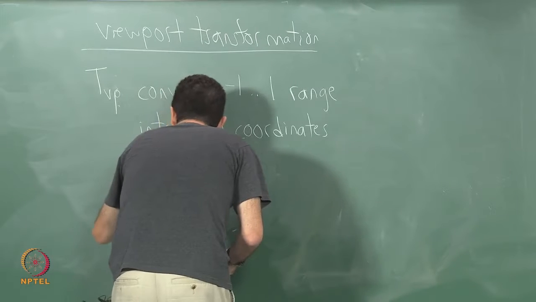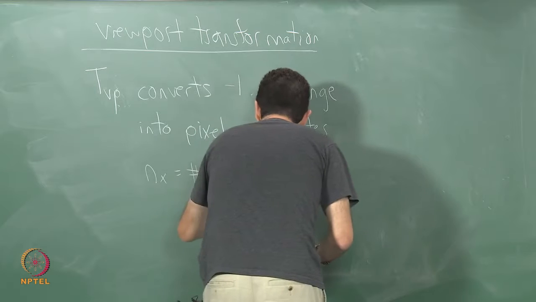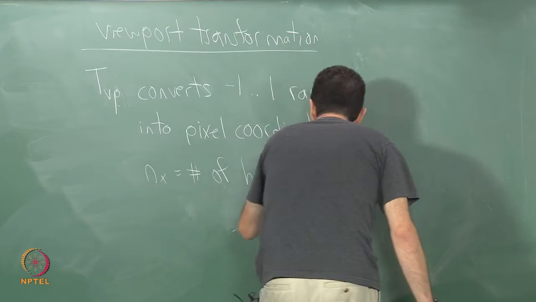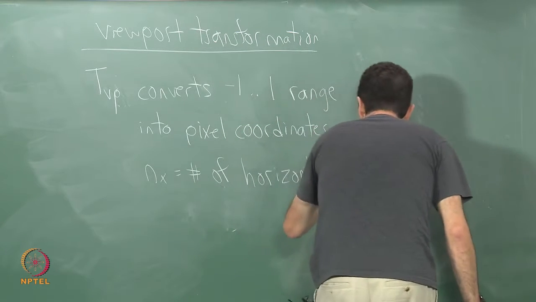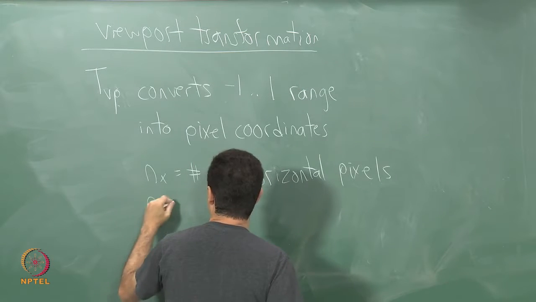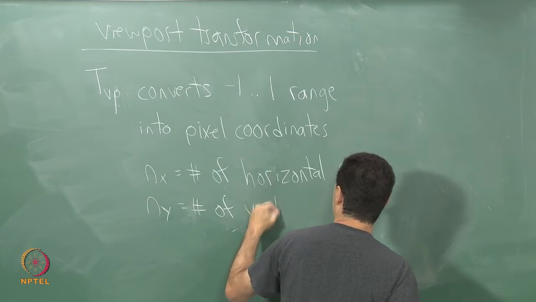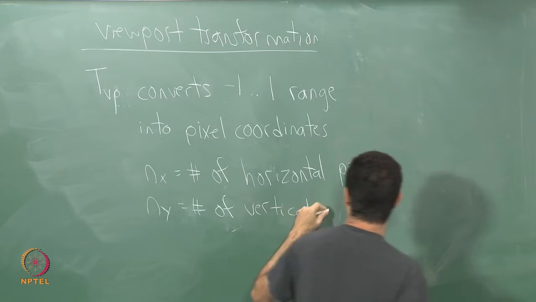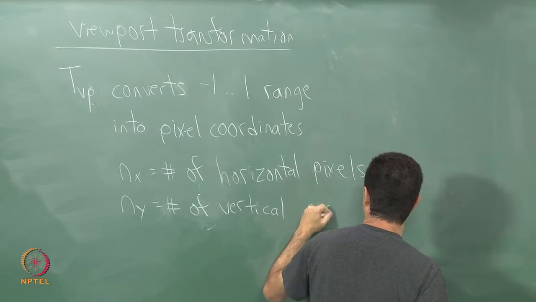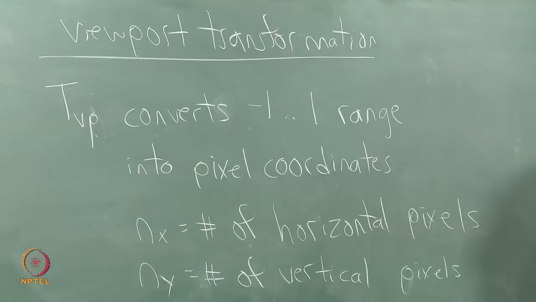So let's say n sub x is the number of horizontal pixels and n sub y is the number of vertical pixels. So for example, in a 1080p display, nx would be 1920 and ny would be 1080.